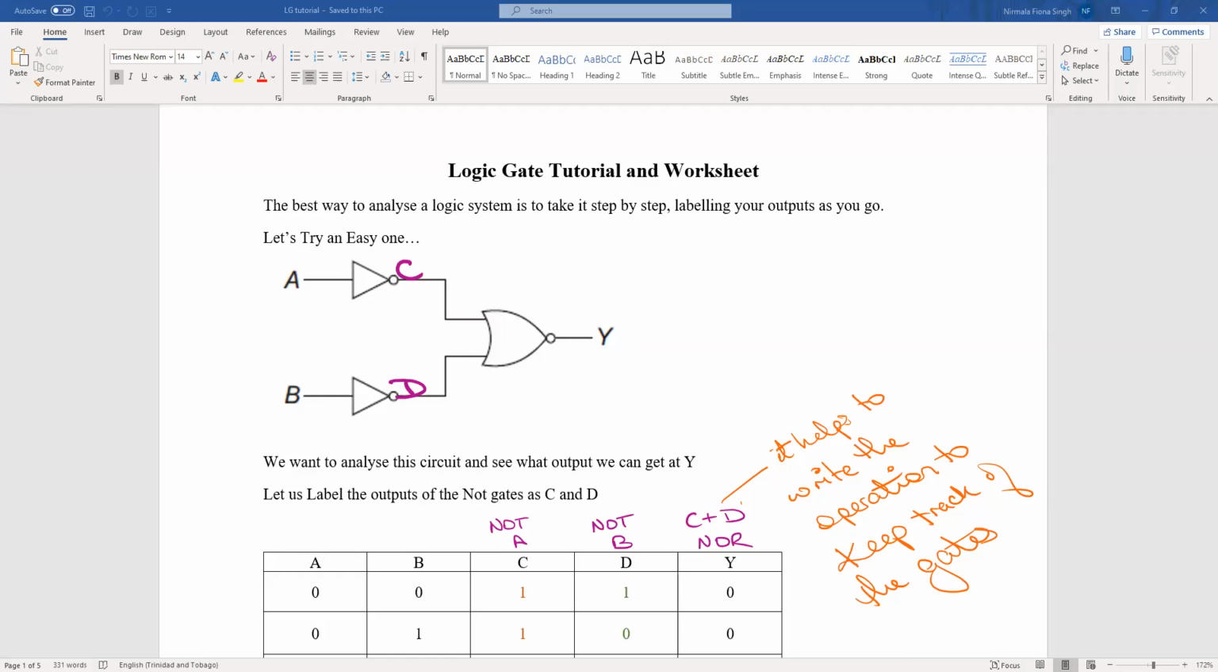Logic Gate tutorial and worksheet. So, reading from the screen.